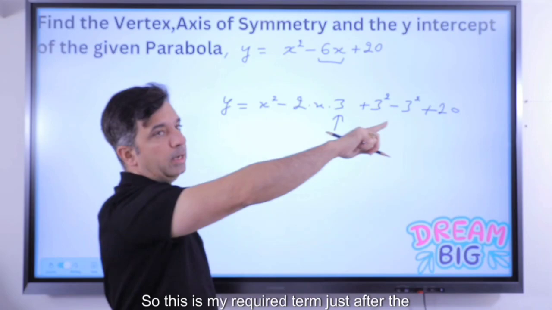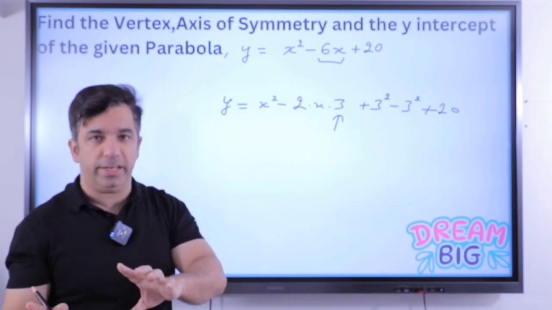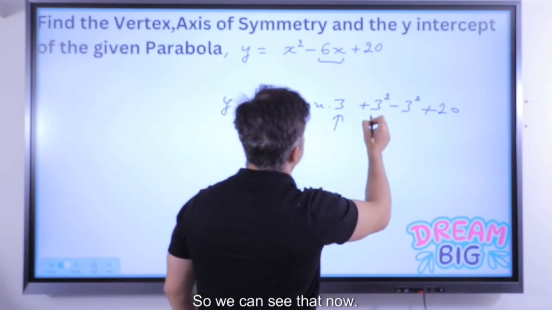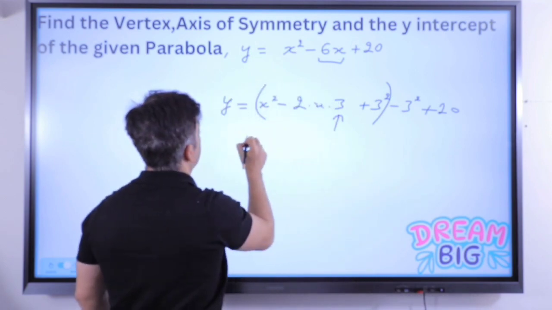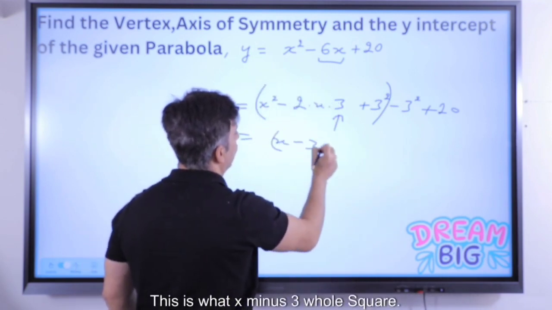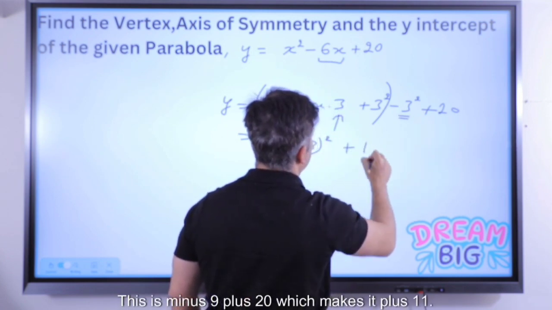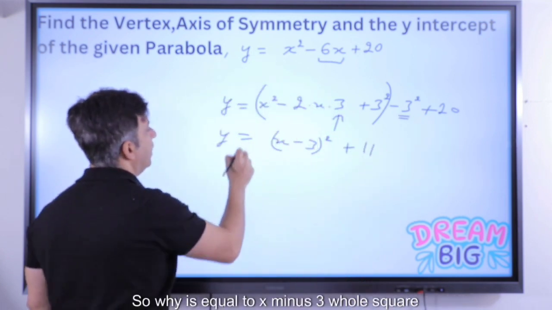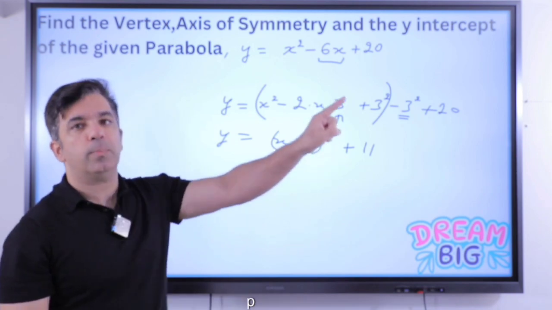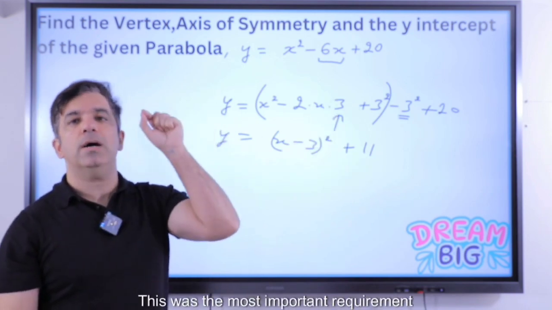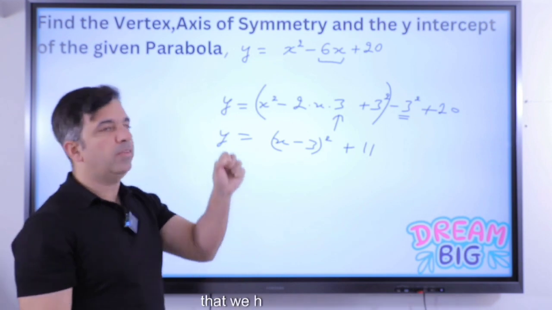So this is my required term just after the manipulation that we need. We can see that now this is a perfect square. This is x minus 3 whole squared minus 9. This is minus 9 plus 20, which makes it plus 11. So y is equal to x minus 3 whole squared plus 11. This was the most important requirement that we had to handle.